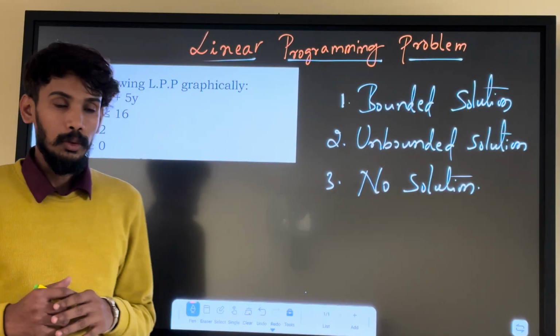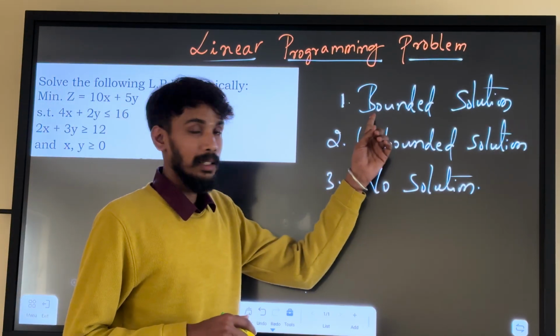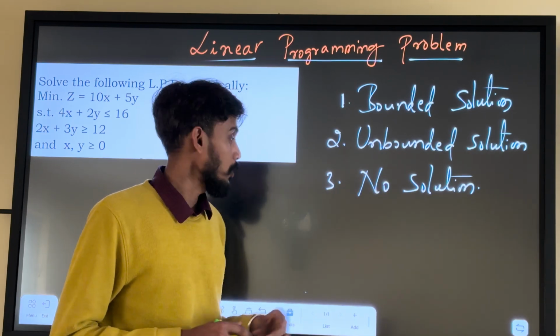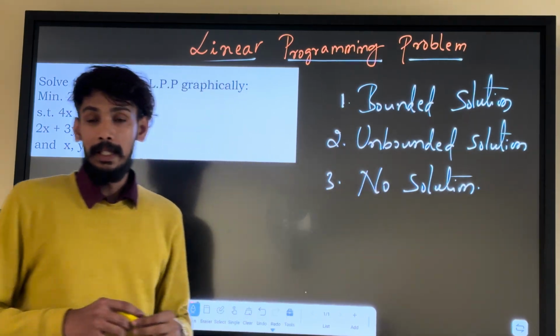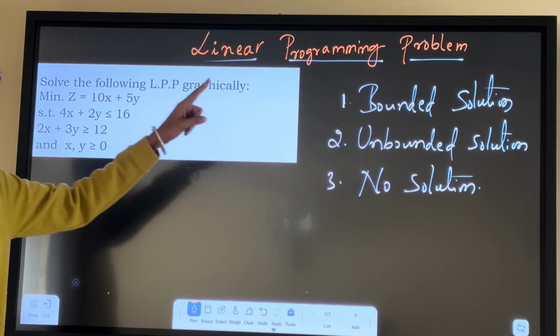When we come up with the solutions, we may come across three types of solution: a bounded solution, an unbounded solution, or no solution. This is the following LPP to be solved graphically.